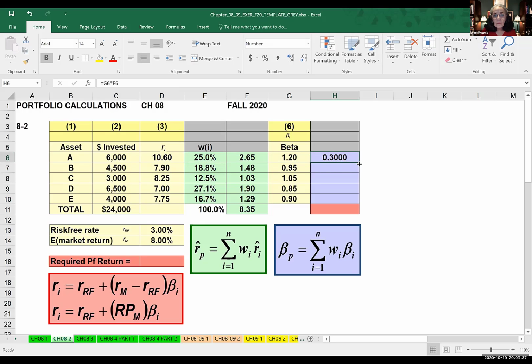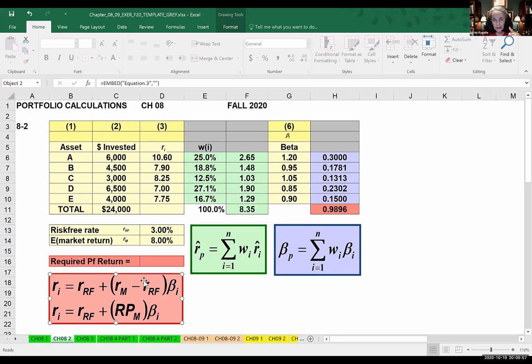I'm going to do that all the way down, and I'm going to add it up. Here's the beta of the portfolio. So far, so good. So you can see equations 1, 3, and 4 are pretty much the same. They're all weighted averages. This is CAPM.